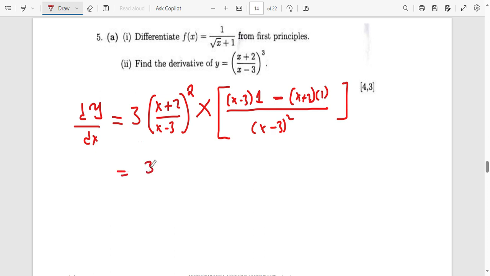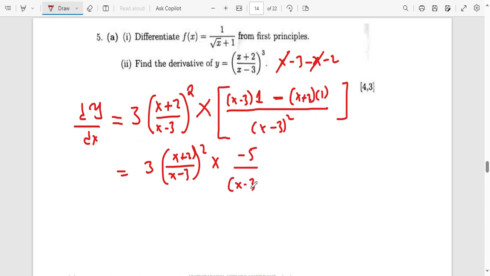So this is 3 times (x plus 2) over (x minus 3), squared, multiplied by, on top, I've got x minus 3. Distribute this negative, that will be negative x minus 2. This x can cancel with that x, so we're just going to remain with a negative 5. Down, we are going to have (x minus 3) squared like that.